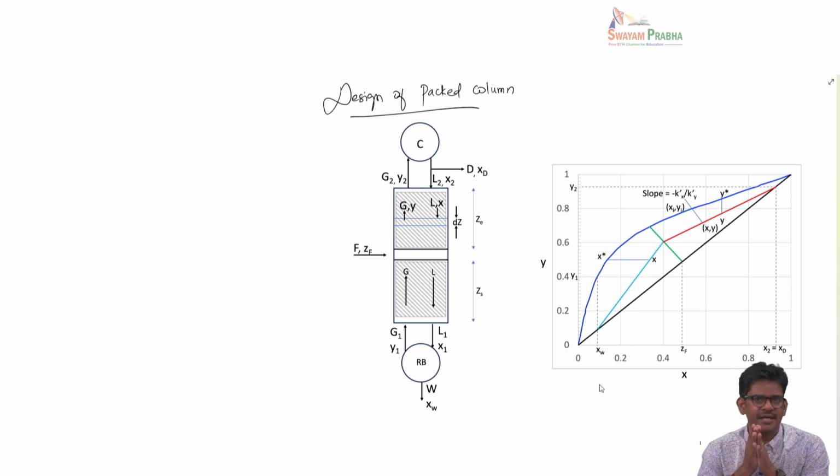And the packing material again is similar to what we used in absorption and stripping columns: Raschig rings, Intalox saddles, Berl saddles, etc. And the pressure drop calculation is also very similar to how we did it in absorption.